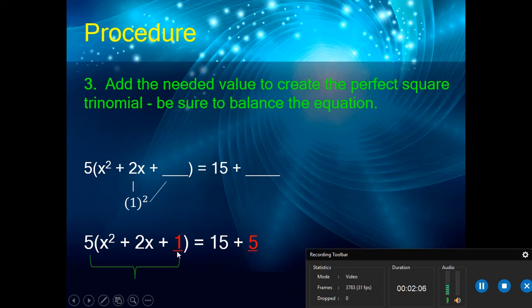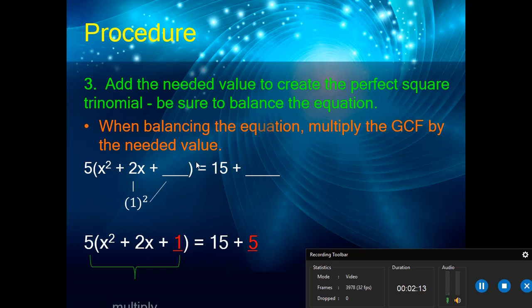Now, the only difference is, in the perfect square trinomial, I filled in the blank with the correct number, but on the right-hand side, when you balance the equation, you have to keep in mind that we pulled out a greatest common factor, so we need to multiply the GCF of 5 times the 1 that I completed the square with, so the right-hand side actually adds a 5, not a 1. And that's the only thing that's really different about this process.